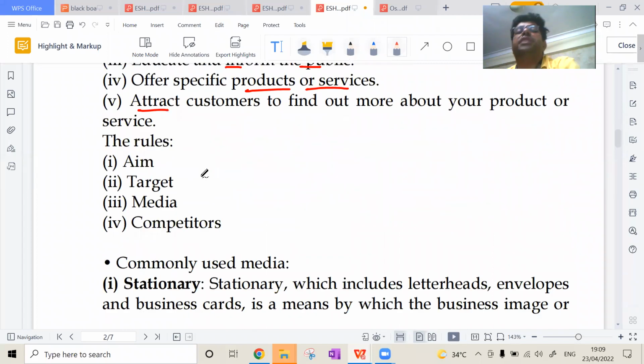Now, what are the rules? First, what is the aim of the advertisement? Means for what purpose you are advertising your product, maybe online, offline. Then what is the target? For what target are you advertising?